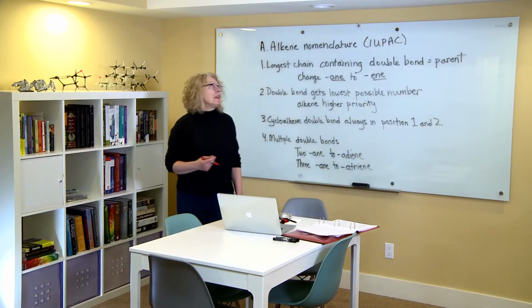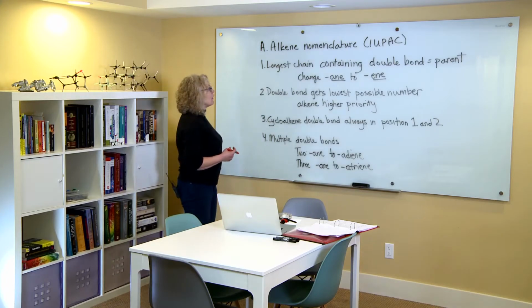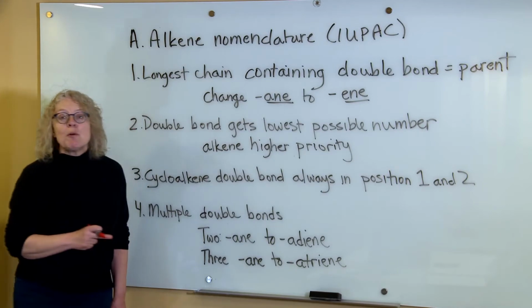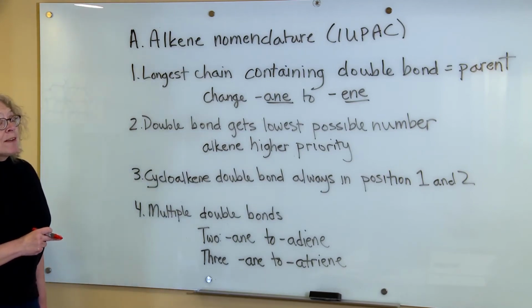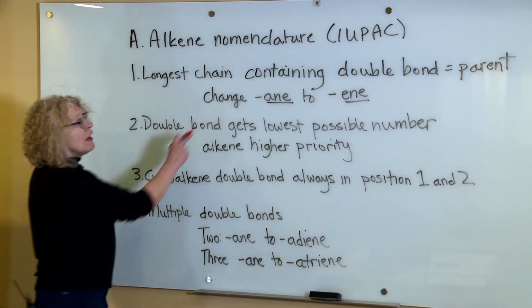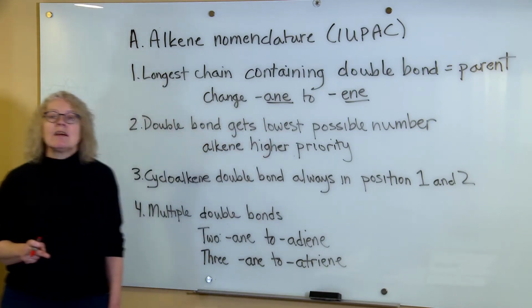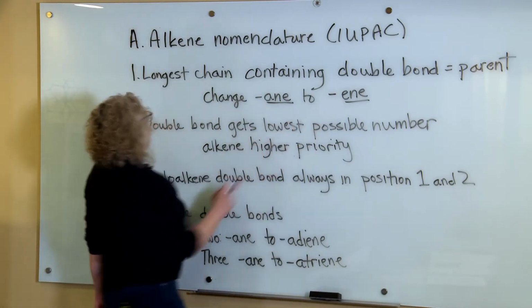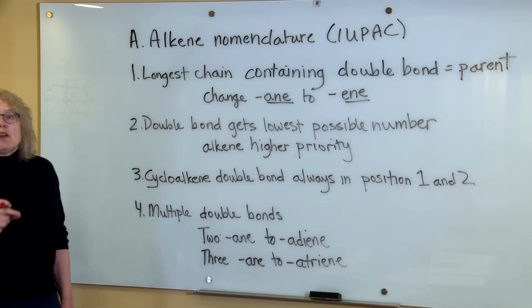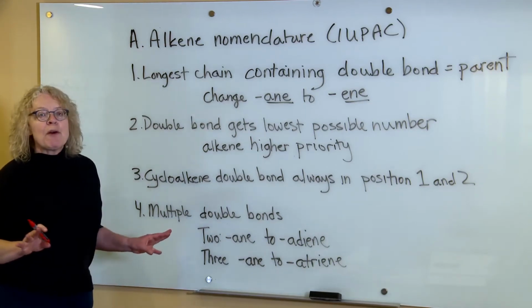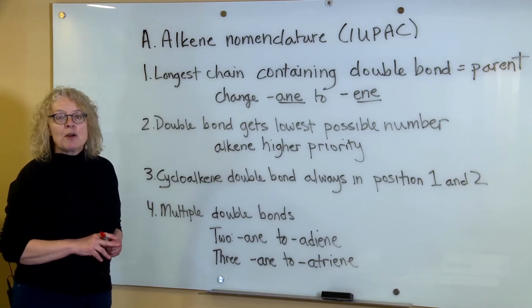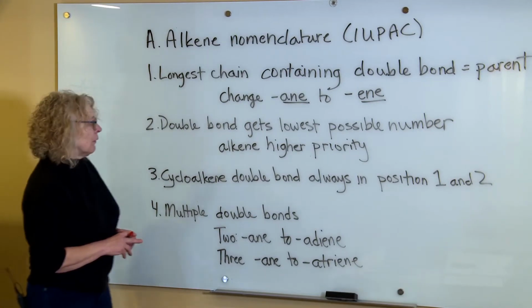First, we're going to cover alkene nomenclature, the IUPAC nomenclature. With alkenes, you find the longest chain containing the double bond, and it must contain the double bond, and that's the parent. Sometimes it is not the longest chain overall. Then you change the ANE ending of the alkane with the same amount of carbons to ENE. The double bond gets the lowest possible number. We don't worry about any of the alkyl substituents because alkenes, double bonds, have higher priority than any alkyl groups.